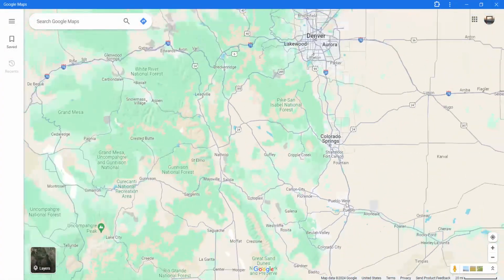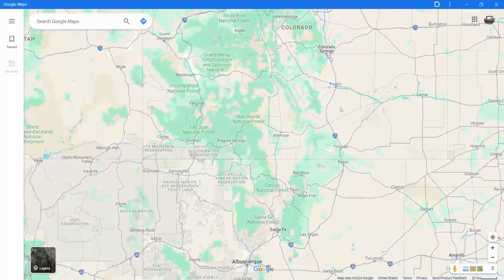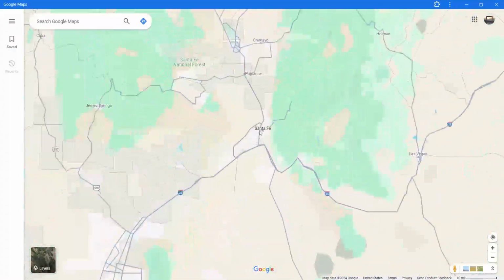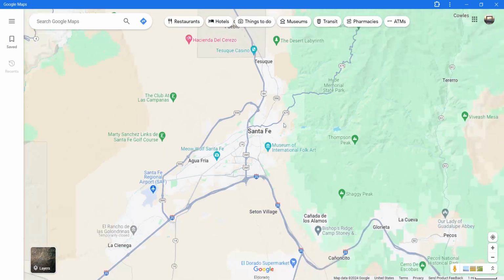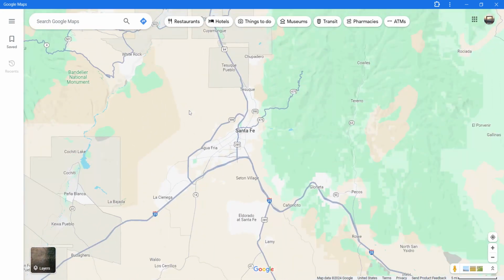South to New Mexico, and its capital, which is Santa Fe. Santa Fe is the capital of New Mexico.